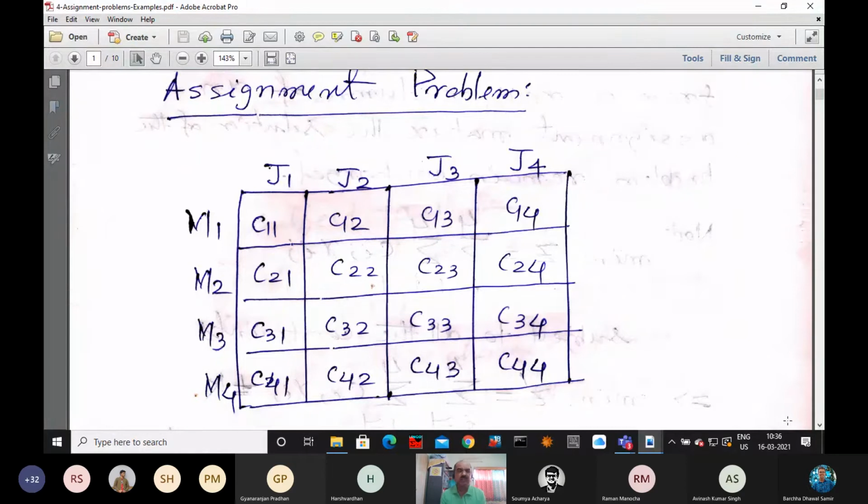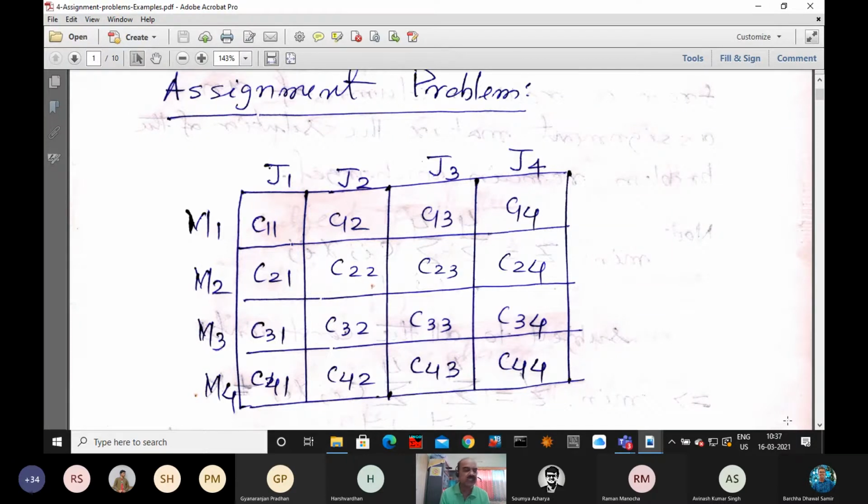In this manner, if there are 4 jobs and you assign arbitrarily, there will be 4 into 3 into 2 into 1. So altogether there are 24 cases, that is, 4 factorial cases. But here we are looking for the ideal one where you will have the minimum processing time or minimum processing cost. For example, the number of machines and the number of jobs is equal, so it is a square matrix.